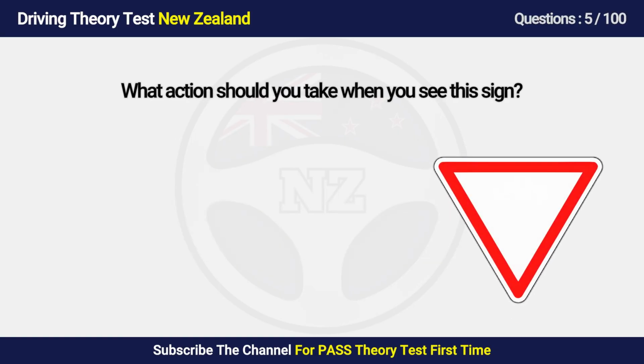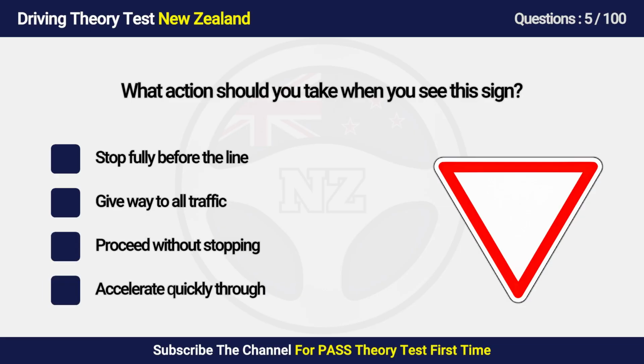Question 5. What action should you take when you see this sign? A. Stop fully before the line. B. Give way to all traffic. C. Proceed without stopping. D. Accelerate quickly through.